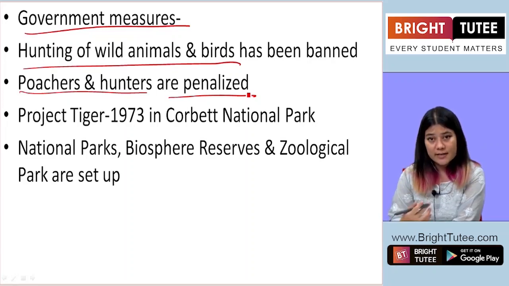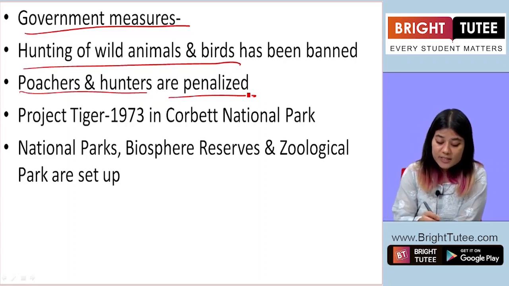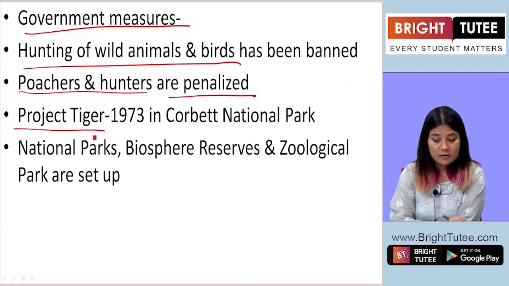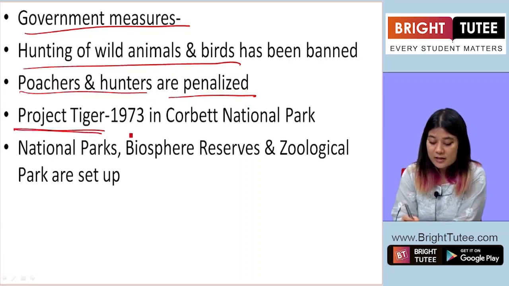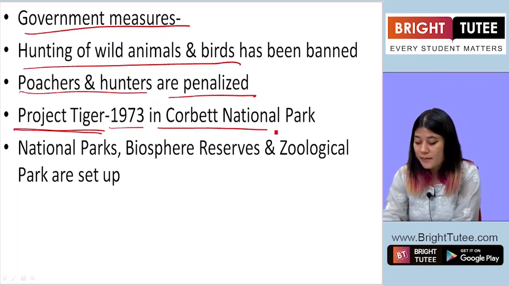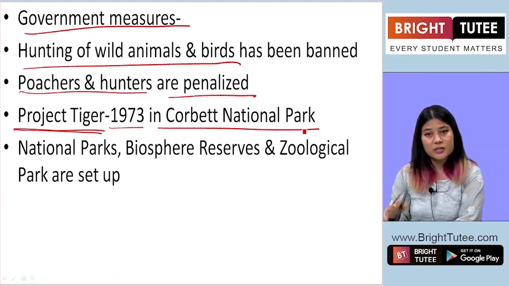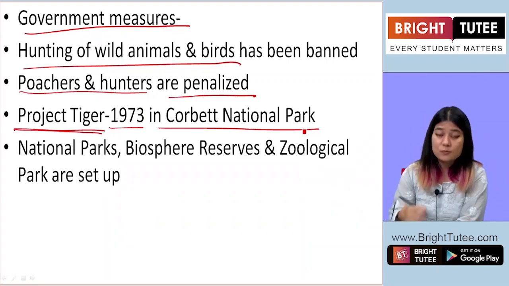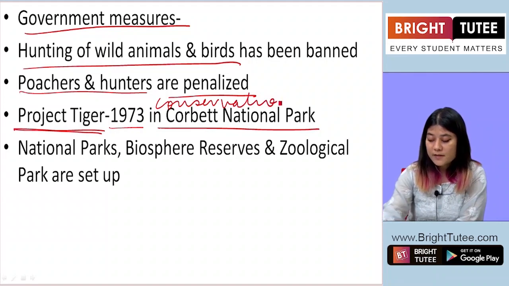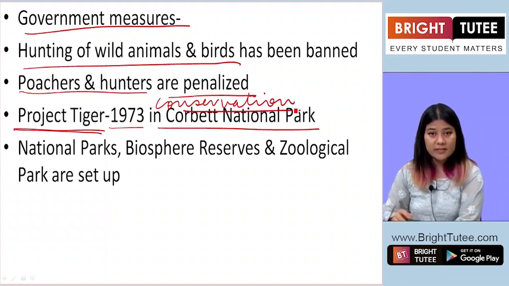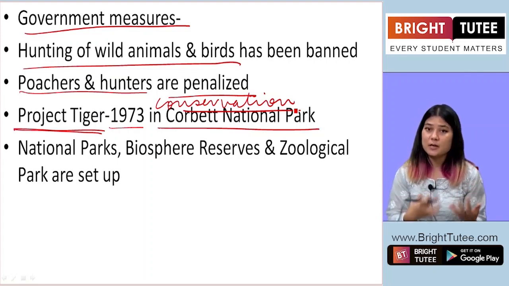There are projects which are taken by the government of India, projects such as Project Tiger. Project Tiger was introduced in the year 1973 in Corbett National Park. It's one of the tiger projects. These projects work towards the conservation of tigers. Such measures and projects help conserve animals.